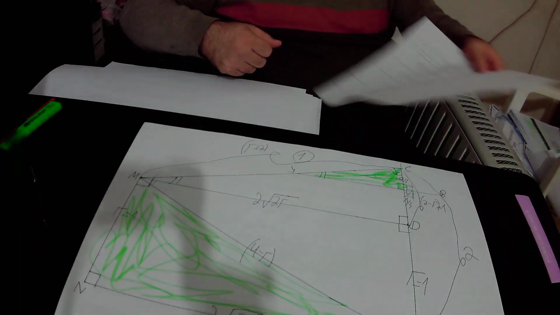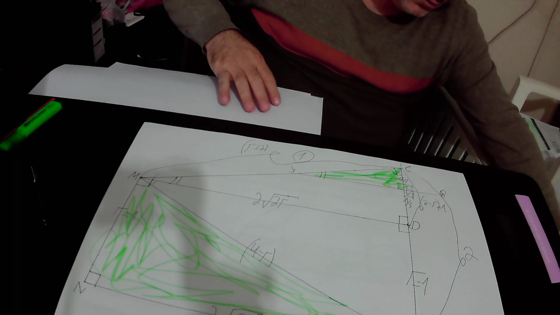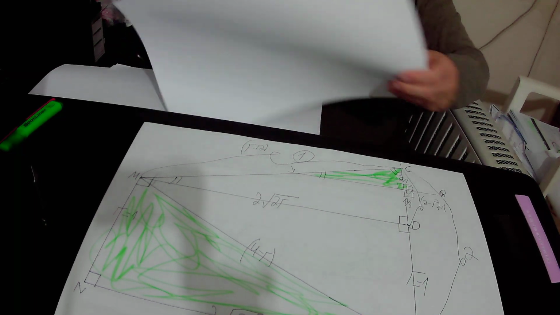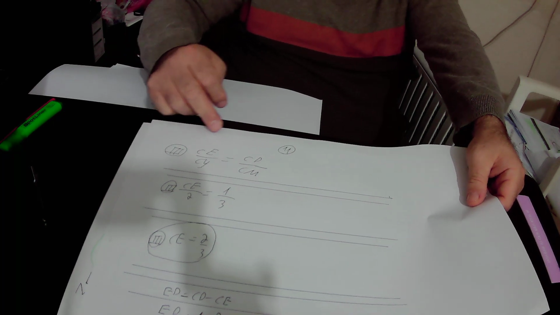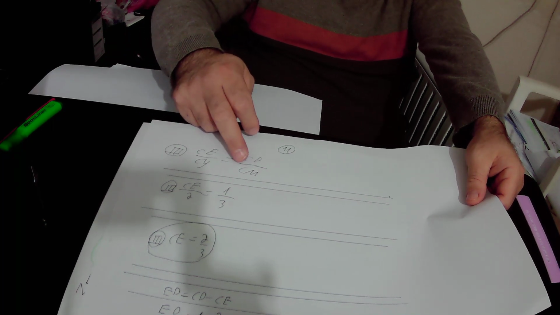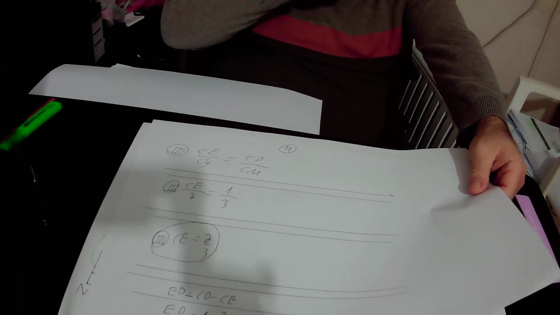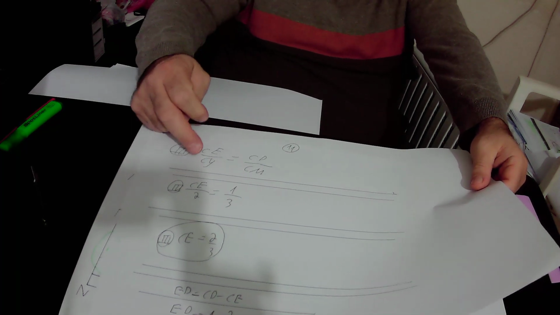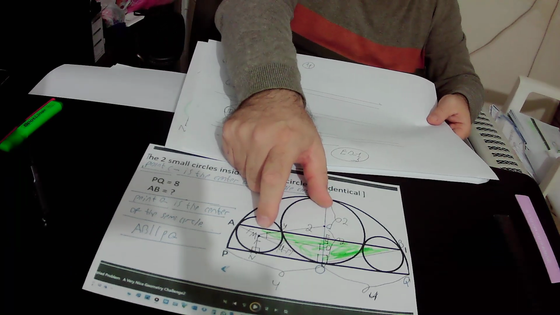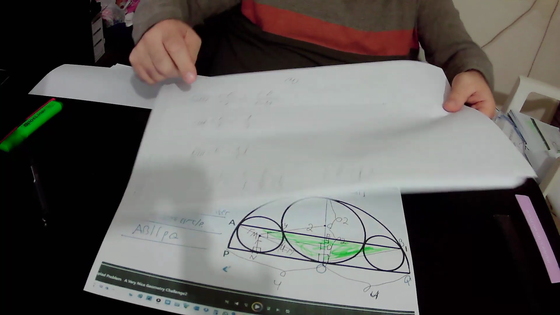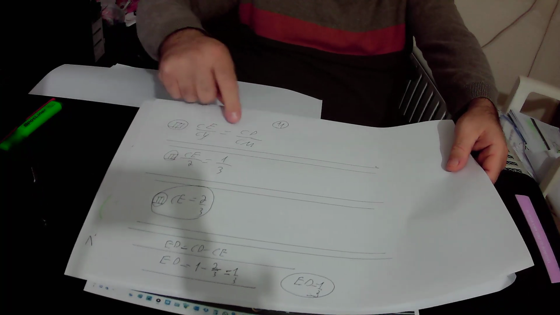And from the fact that triangle CEY is similar to triangle CDM, we conclude that CE over CY in triangle CEY is equal to CD over CM in triangle CDM. CE over CY. What is CY? CY equals 2 units. It is the radius of the middle circle. So CY equals 2 units.